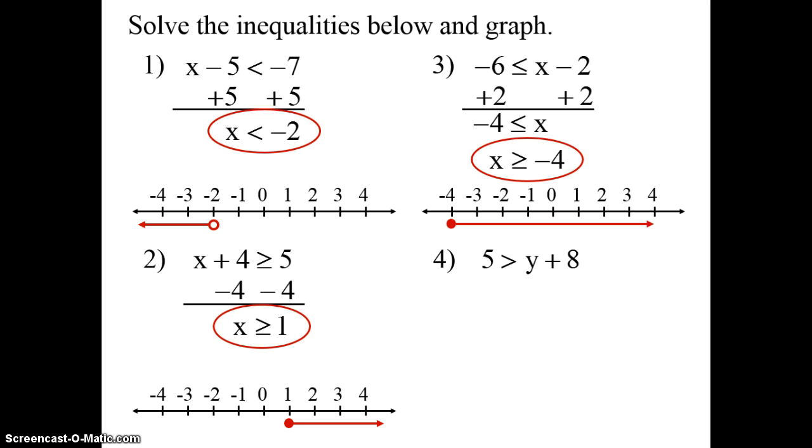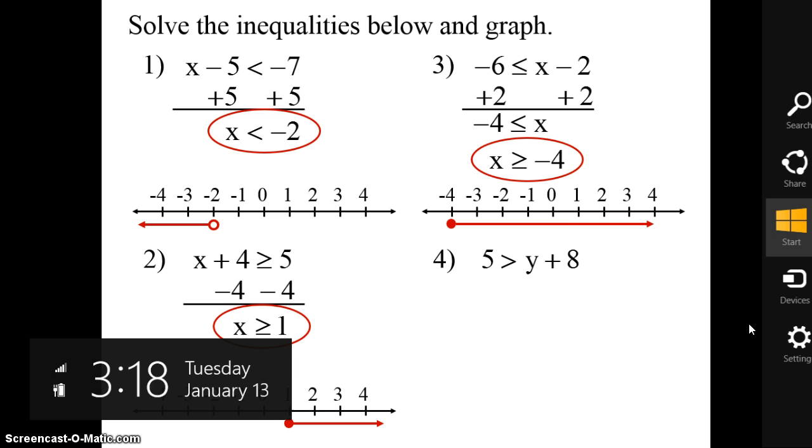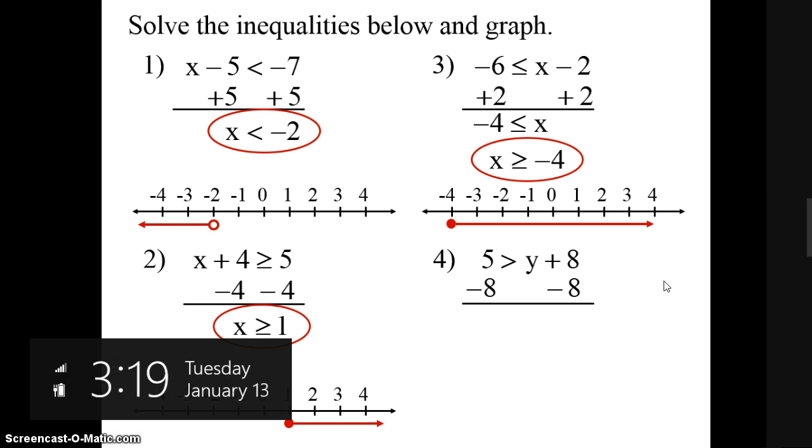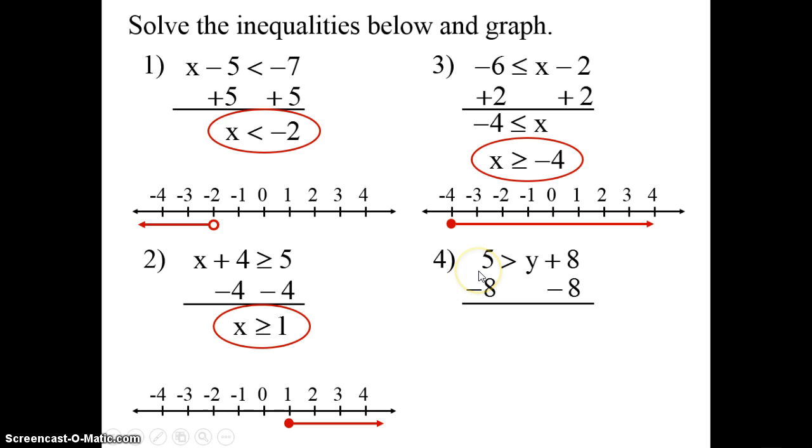And here's number 4. I have y plus 8 is less than 5. So instead of adding 8, I'm going to subtract 8. So if I have 5, which is a positive, so I've gained 5, and then I lose 8, minus 8, so if I had 5 but I lost 8, then I'm going to have negative 3. And then I'm going to keep my greater than sign and my y.